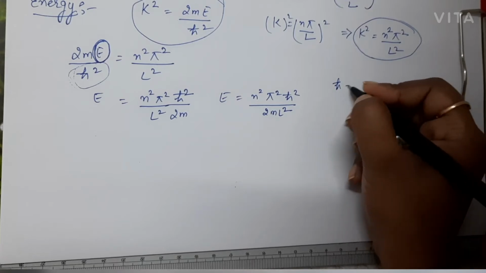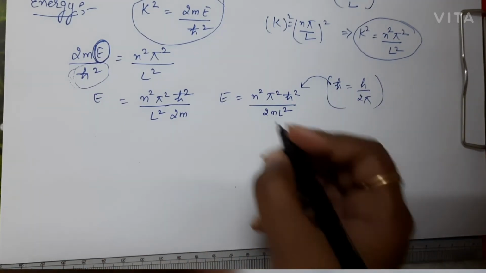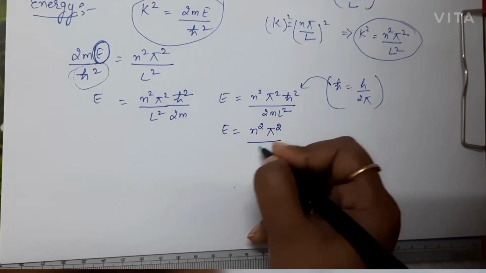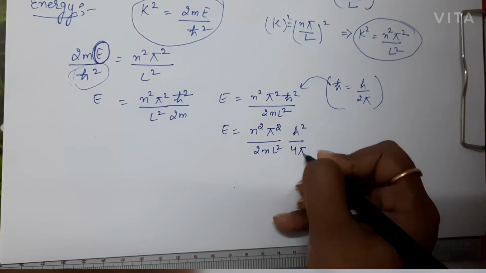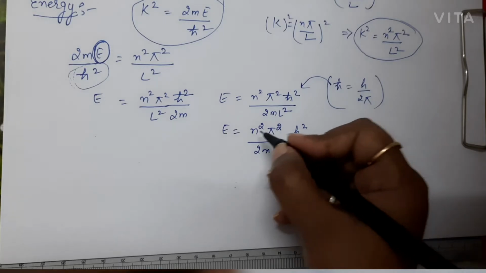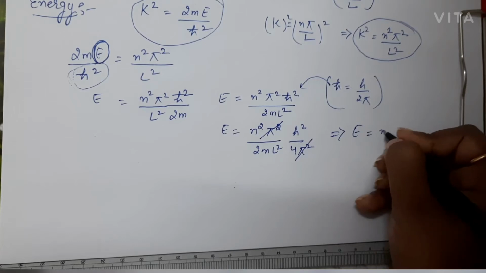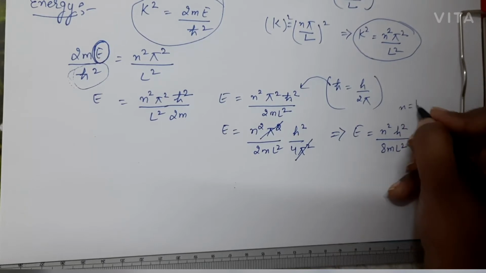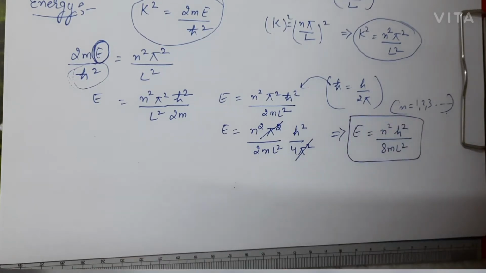Now we know that the value of h cross equals h upon 2 pi, so we will substitute this value of h cross here. So we will get E equals n square pi square by 2mL square, and instead of h cross square we will write h square by 4 pi square. So pi square will cancel out with pi square and you will get energy equals n square h square by 8mL square. n can be equal to 1, 2, 3, and so on. This is the translational quantum number. So this will give us the energy values at various energy levels.